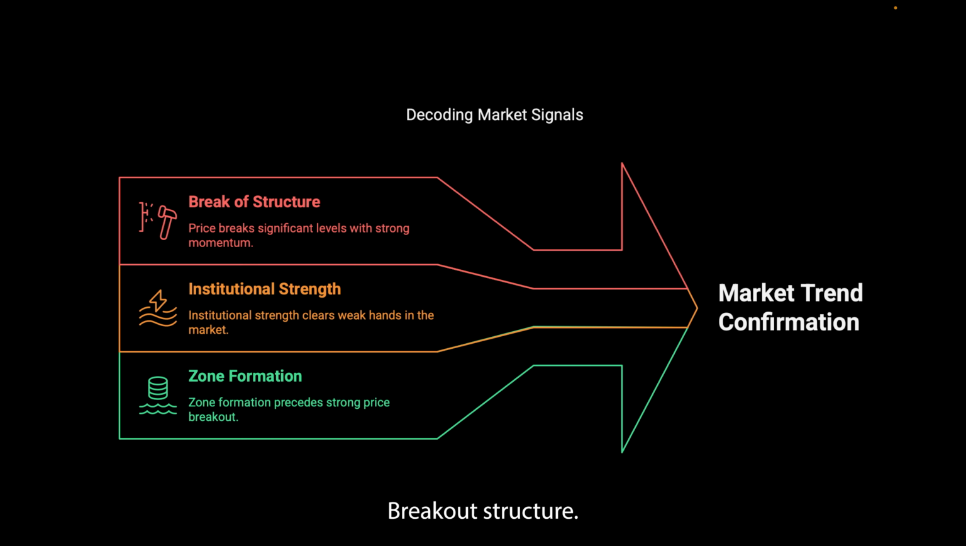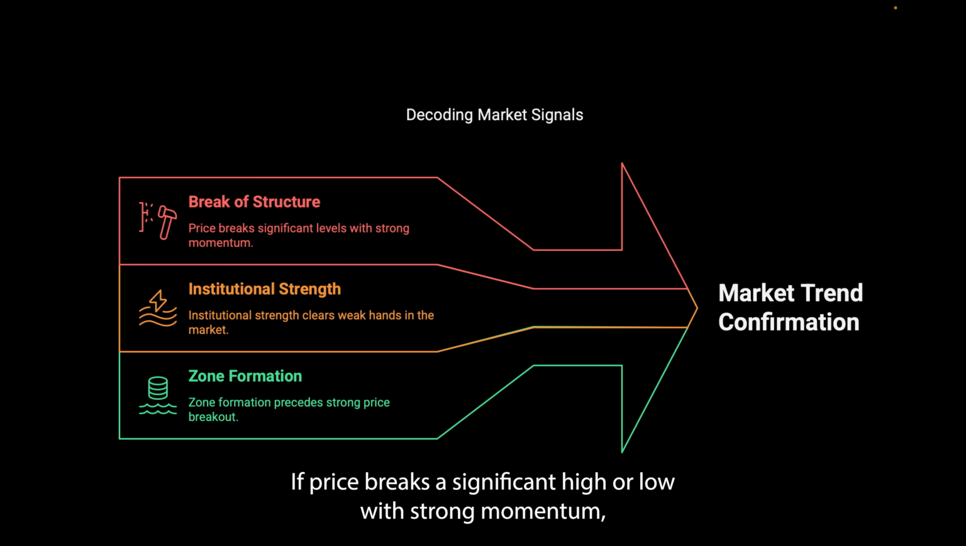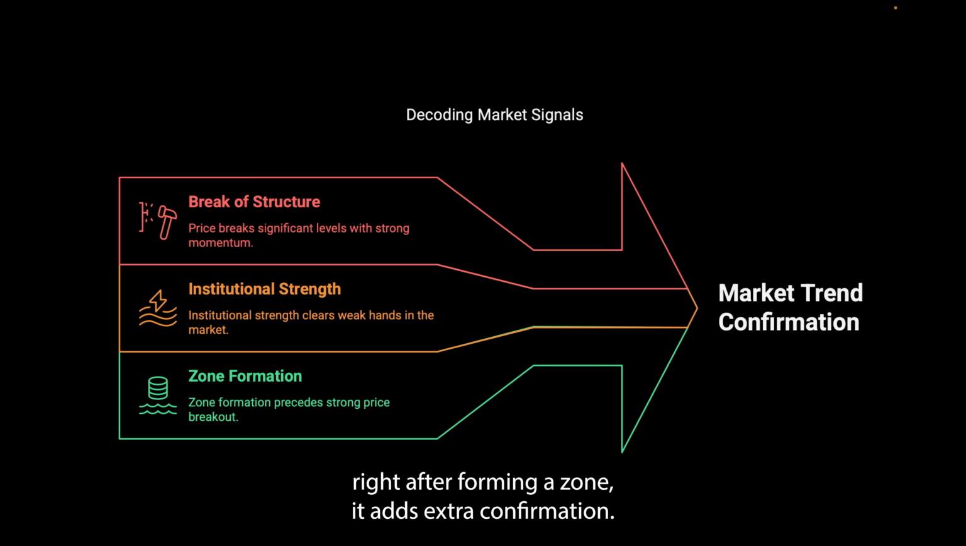Break of structure. Another key signal is a break of market structure. If price breaks a significant high or low with strong momentum right after forming a zone, it adds extra confirmation. That breakout is often institutional strength clearing weak hands.